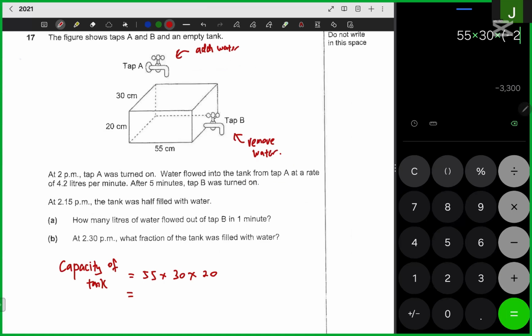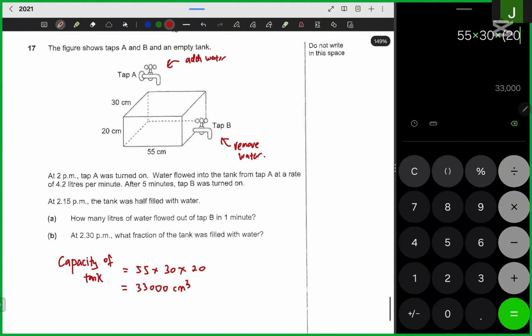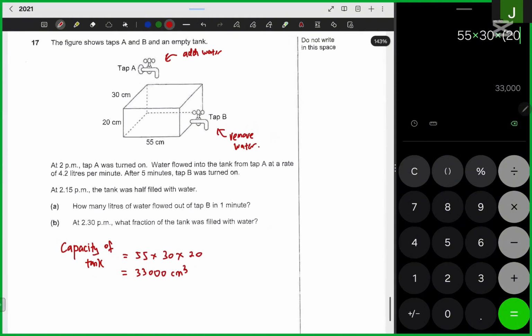33000 centimeter cube. Okay, that is the capacity. Now, at 2 p.m., tap A was turned on. At 2:15 p.m., the tank was half filled with water. Tap A flows at a rate of 4.2 liters per minute.